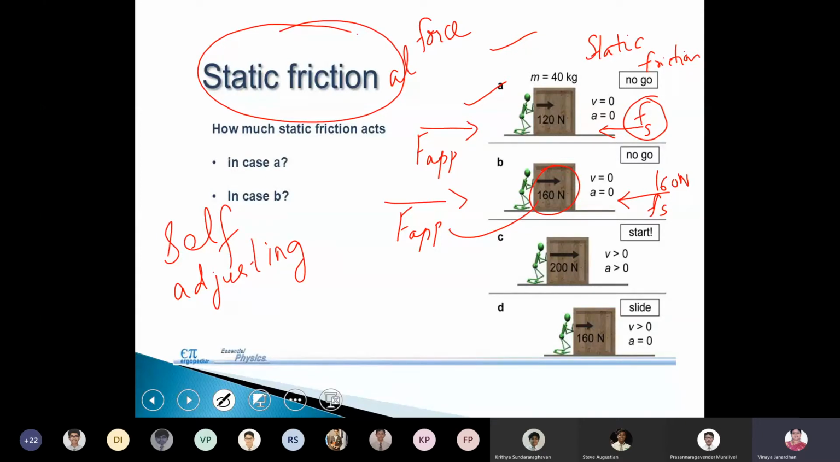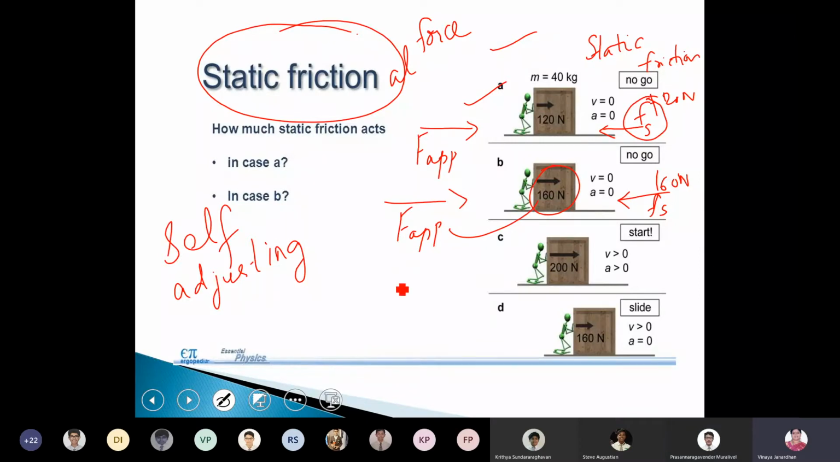So both the forces cancel out each other and still the body is at rest. Yes, ma'am, so for the first one also it's 120 newtons, right? 120, yes, opposite. Correct. Here it is 160. Now let us see the third case.